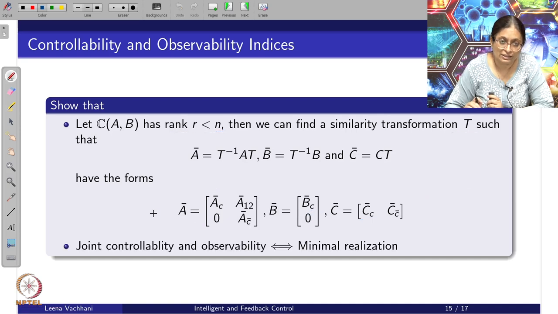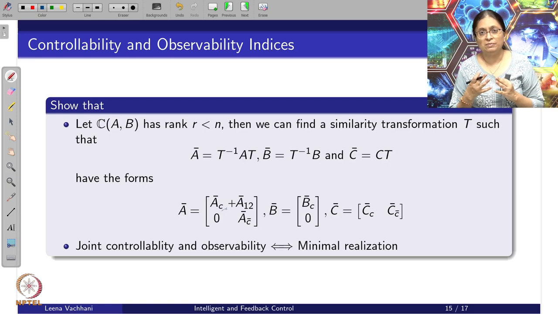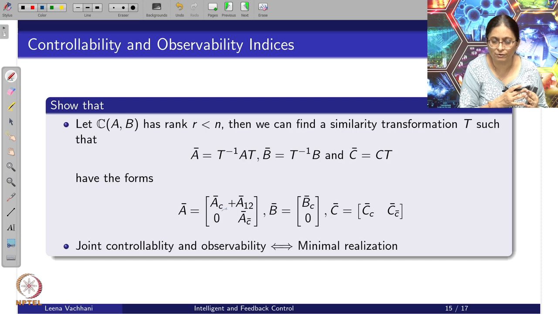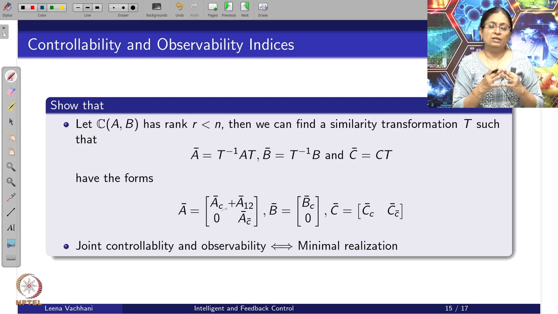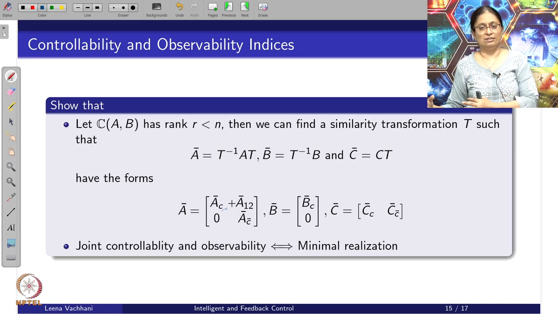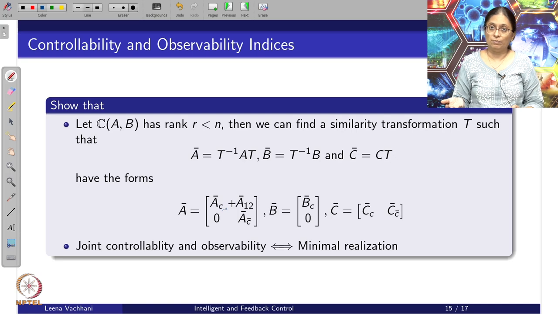Now this way, the thing is I now have a controllable system. I will be able to get a system realization which I am able to express in terms of block controllable form. Block controllable form is definitely controllable, but I need to know when it is observable as well. And once I get the controllable as well as observable system, I will have joint controllability and observability, and this is going to result in the minimal realization because further decomposition is not possible.